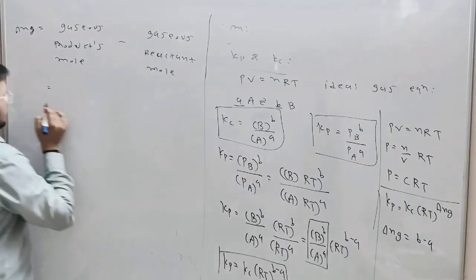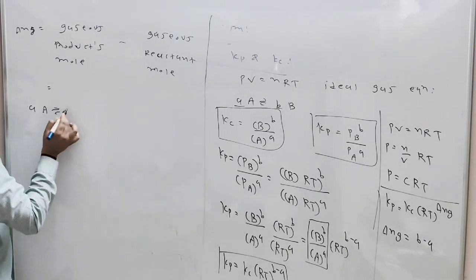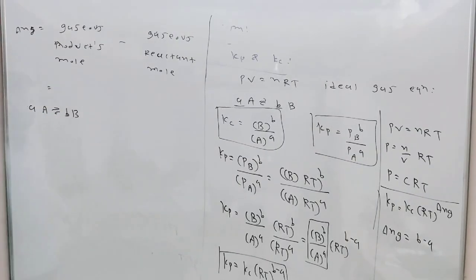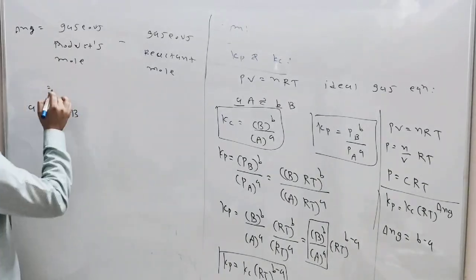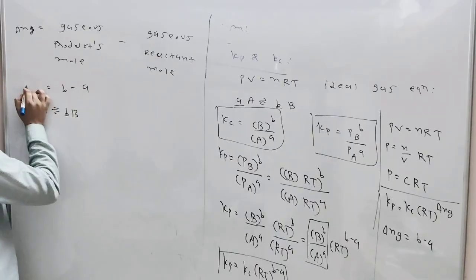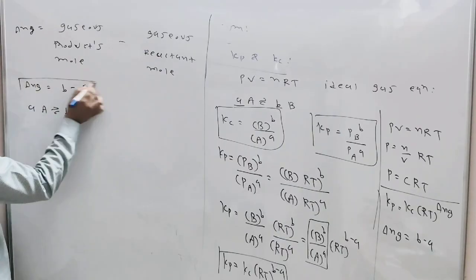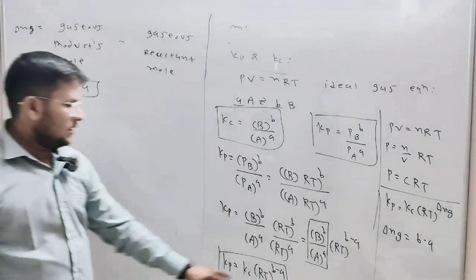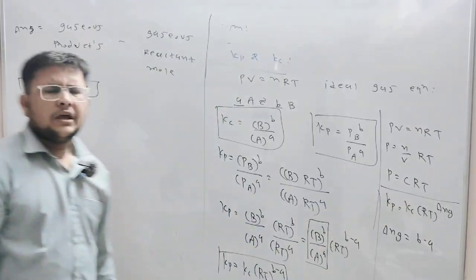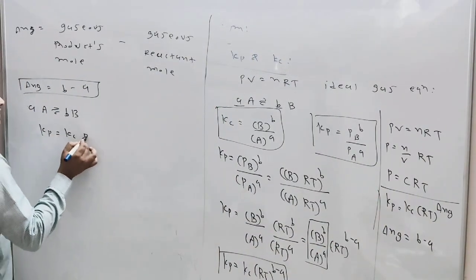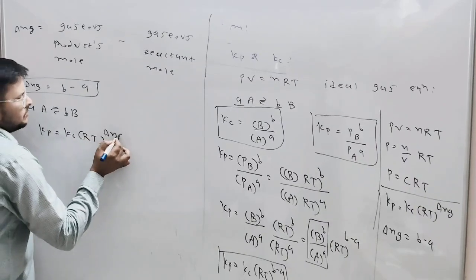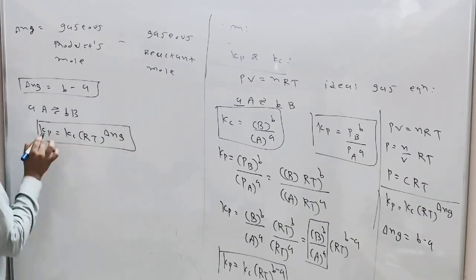Like for this equation, A gives B. Here the product mole, B, and the reactant mole, A, so delta Ng is B minus A, whatever I get. You just have to remember this equation: Kp is equal to Kc (RT) raised to delta Ng.